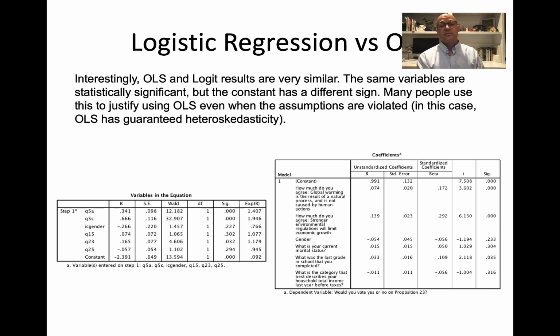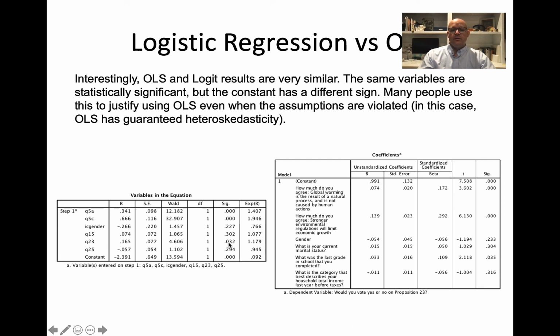Interestingly, they're really similar. What I did was run the model using logistic regression on the left and ordinary least squares on the right. These line up, where the same question is the same thing over and over again. Q5A is this question, Q5C is this question, gender is this question, current marital status is Q15, Q23 was this one, and Q25 was this one. Totally fine. If you go through, we find that they're statistically significant in really, really similar ways.